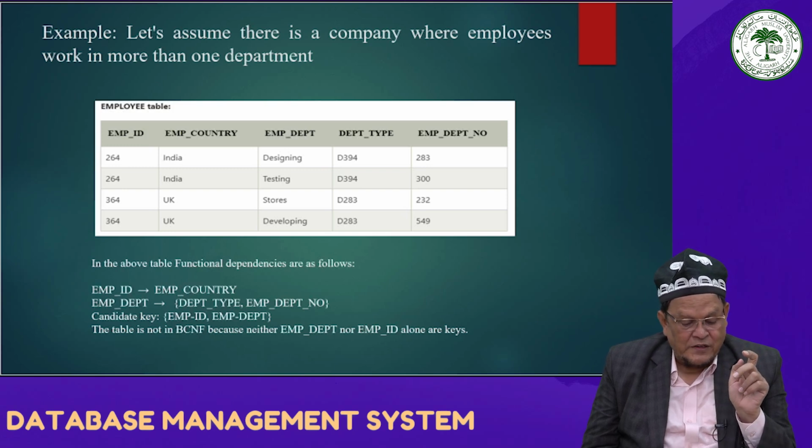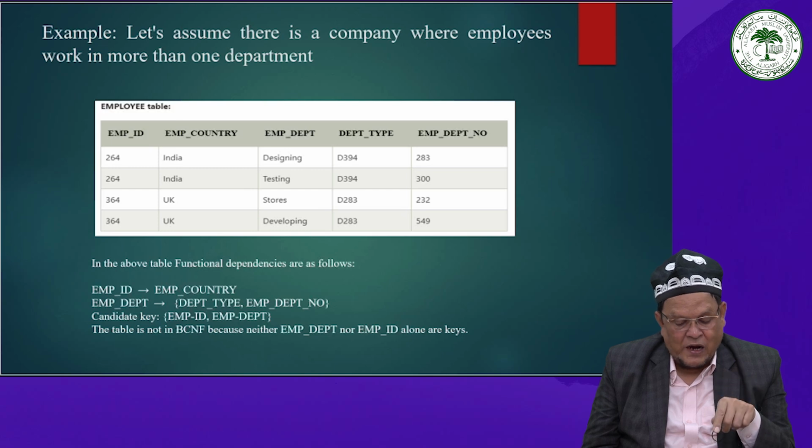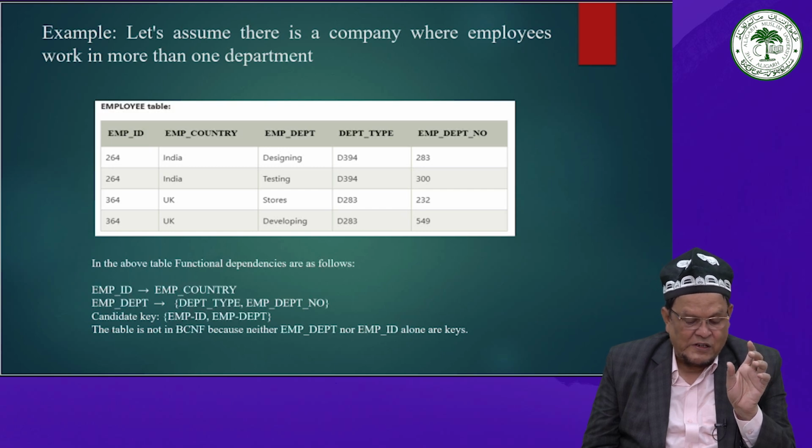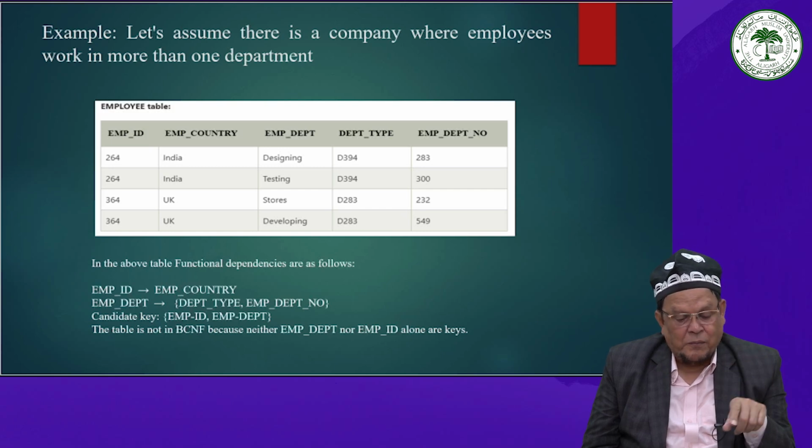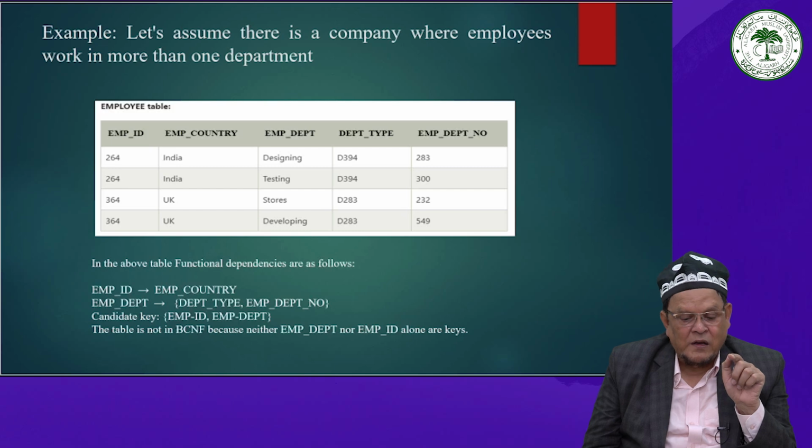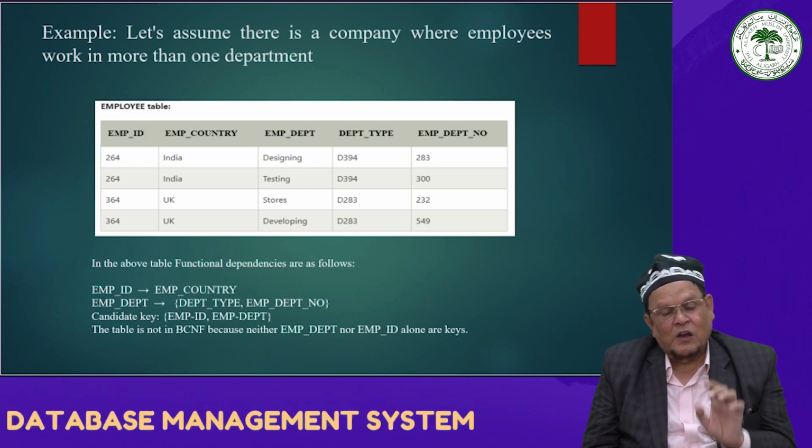Okay. The candidate key is employee ID, comma, employee department. This table is not in BCNF because neither employee department nor employee ID alone is a key. Here the candidate key is the combination, so it must not be alone.